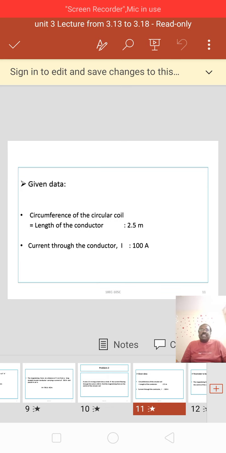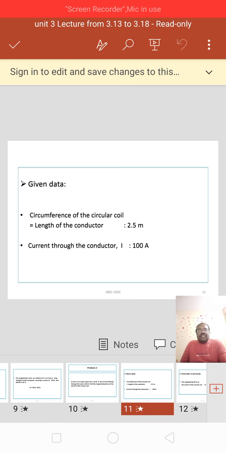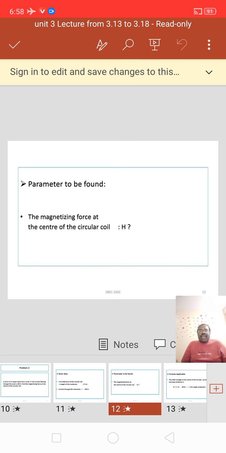Now given data is the circumference of the circular coil, that is length of the conductor L equal to 2.5 meters. Current flowing through the conductor I is 100 amperes. Next parameter to be found is magnetizing force at the center of the coil.